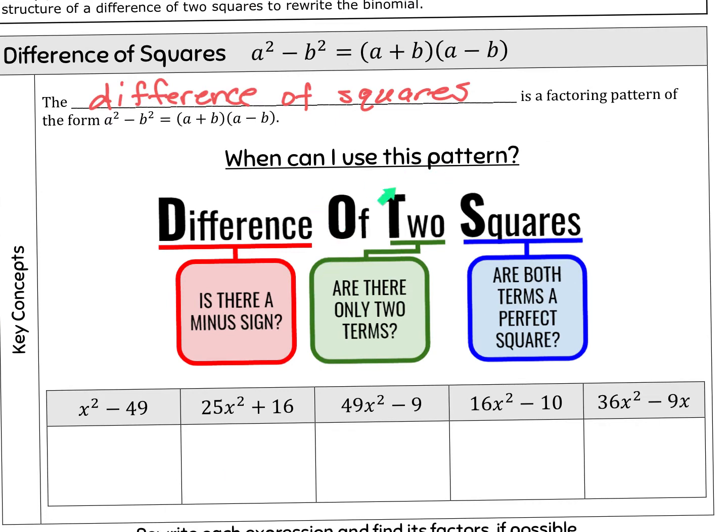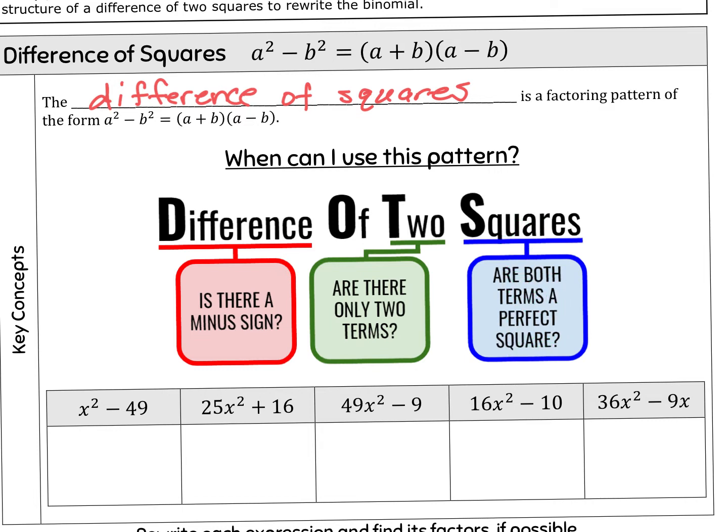So when can I use this pattern, the difference of two squares? The first word you see is difference. Is there a minus? The word difference means minus in math, right? And then the next thing you see is the word two. Are there only two terms? And then the third part is squares. Are both terms a perfect square?